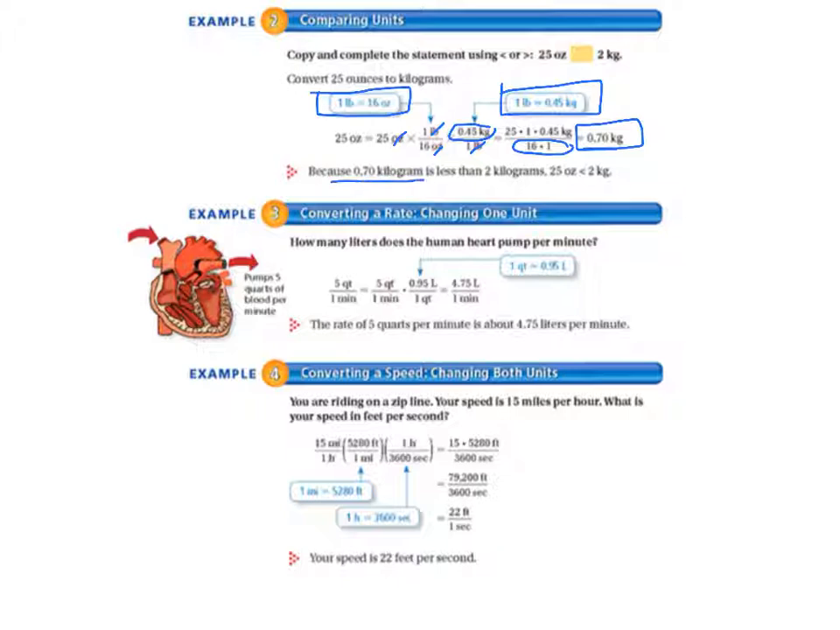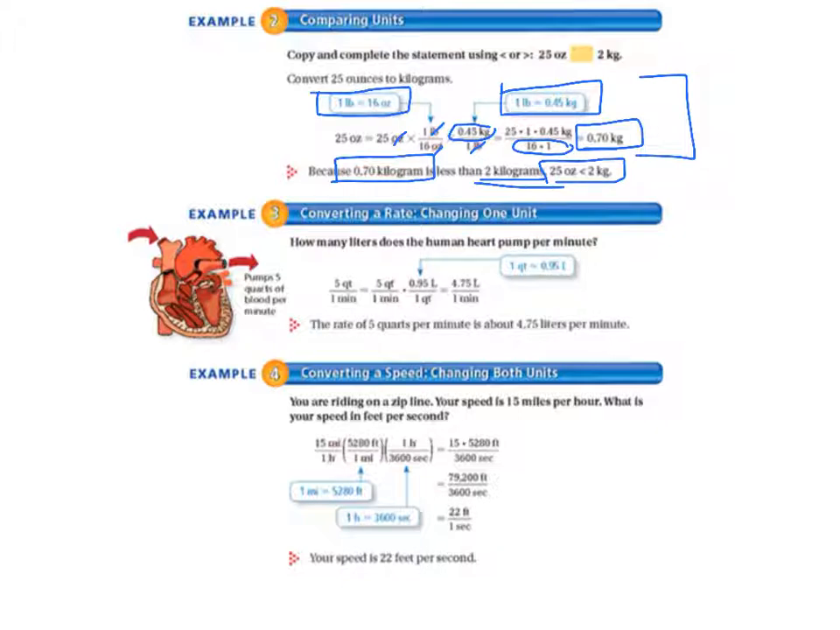So because 71 hundredths of a kilogram is less than 2 kilograms, 25 ounces is less than 2 kilograms. That was kind of a lot of math mushed together up there. So if we need to go over that one again tomorrow in class, you just ask me.